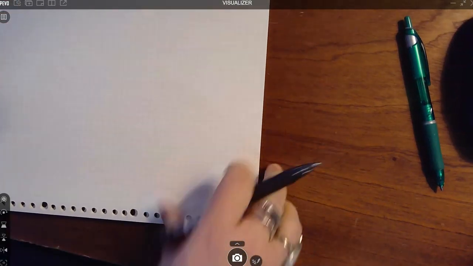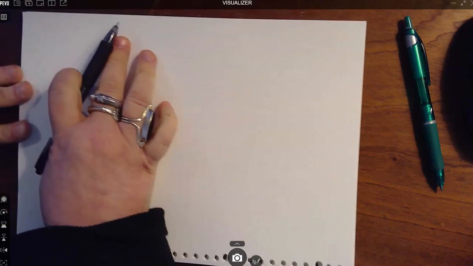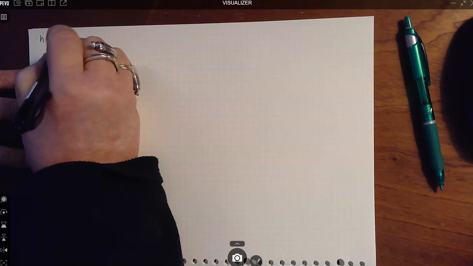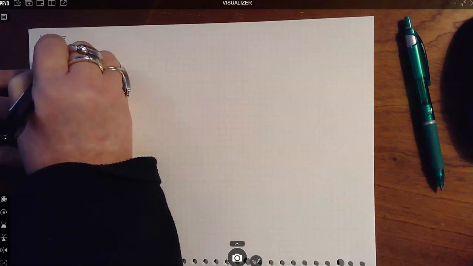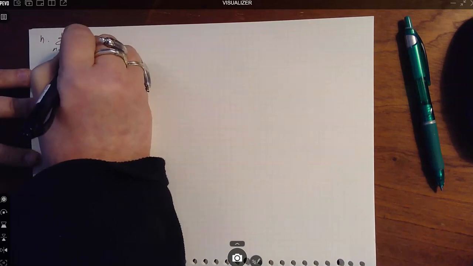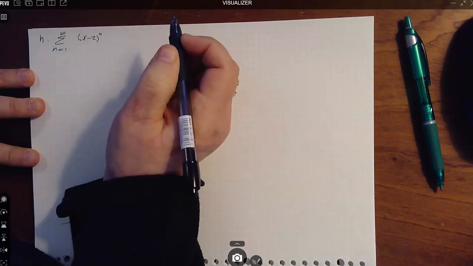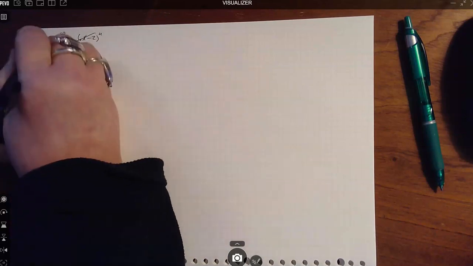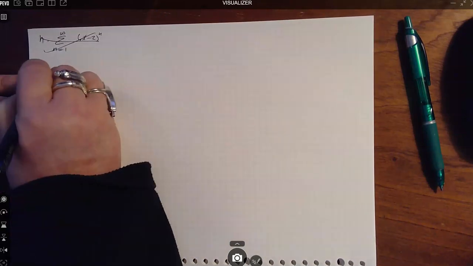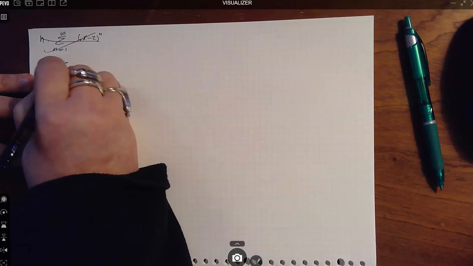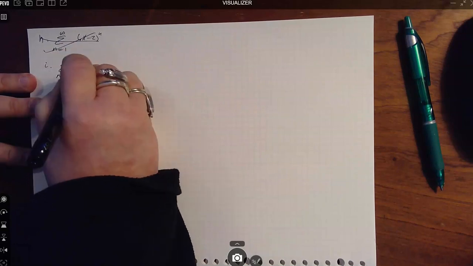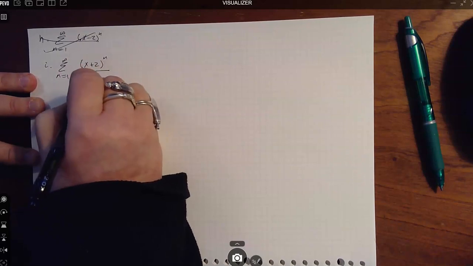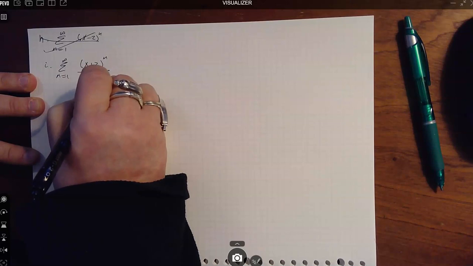Two more. H. Summation as n goes from 1 to infinity of x minus 2 to the n. I did the same thing twice. Well, then that one's going to be easy to do. It's already done. I have the summation as n goes from 1 to infinity of x plus 2 to the n over 2 to the n times the natural log of n.